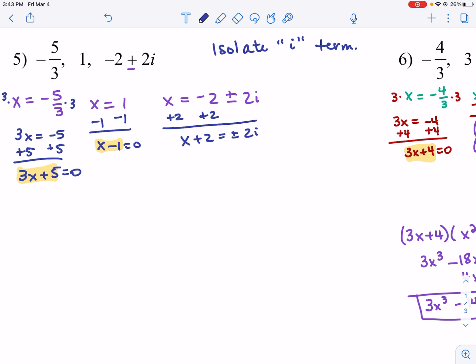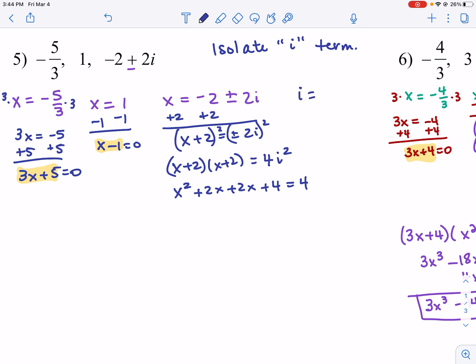And we're going to do exactly what we did with the irrational. We're going to square both sides. So x plus 2 times x plus 2 equals 2 squared is 4 and I squared is I squared. So now we're left with x squared plus 2x plus 4 equals 4 times, if you remember back, I squared. Remember, I is equal to the square root of -1. And if we were to square I and square the square root of -1, we would get I squared equals -1. So this becomes 4 times -1.